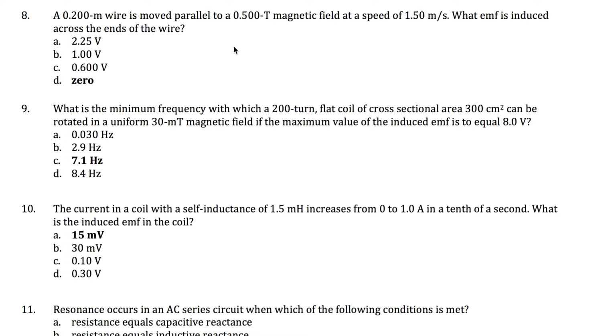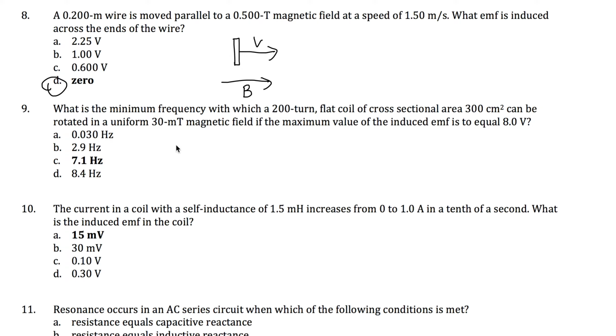So what's happening is this wire is moved parallel. So V is parallel to the field. This is B here. When V is parallel to B, the charges in here do not experience a magnetic force. That means the charges will not separate in this rod or in this wire, so there's not going to be any EMF induced. So you really want to visualize it.